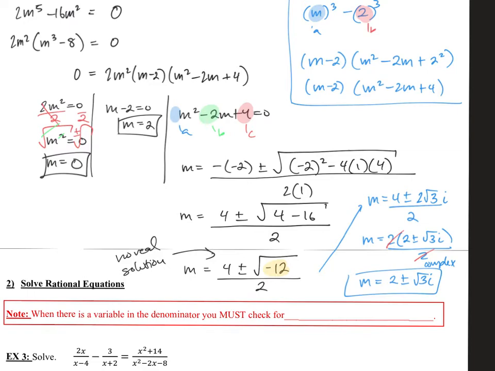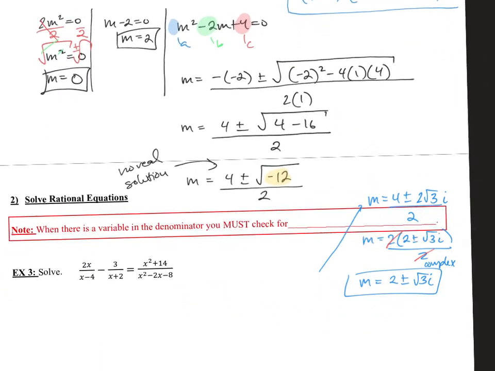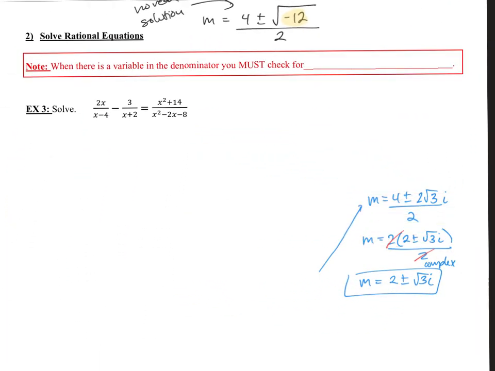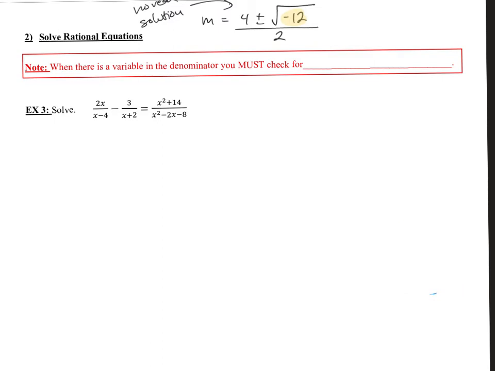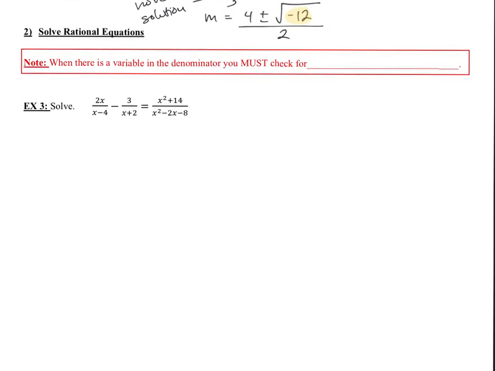Alright, so let's take a look at the next example. So solving rational equations. Alright, let me go ahead and erase that there. Okay, so solving rational equations. So one thing to note, when there is a variable in the denominator, you must check for, and we call it again, extraneous roots.